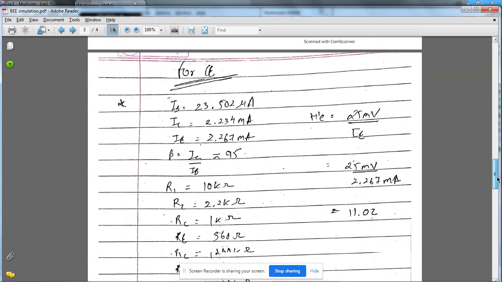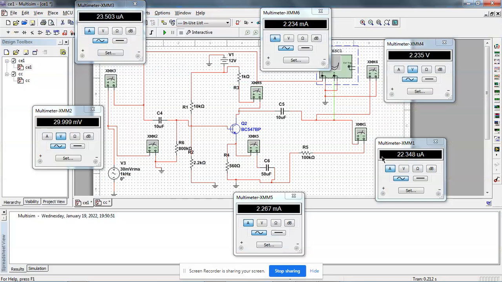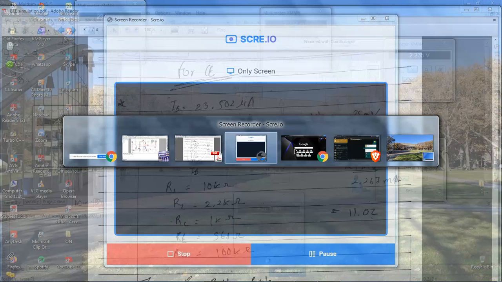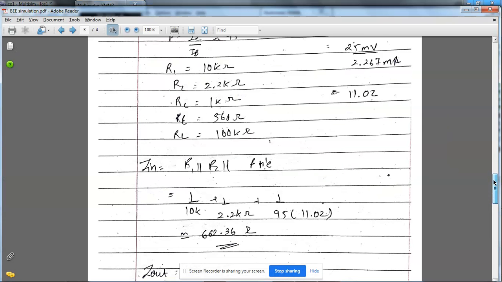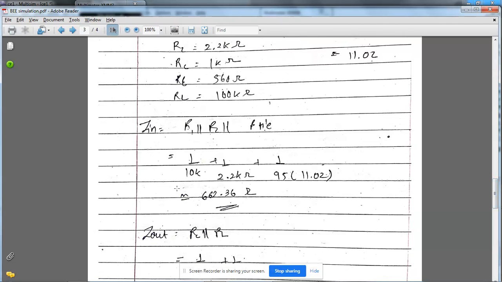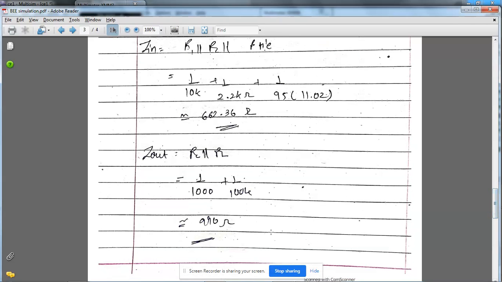Now, let us calculate the impedance for common emitter circuit. So, this circuit is common emitter circuit. All the values, the resistors and etc. are all written in the page here. We know IB and IC, and that's why we can calculate beta, that is IC upon IB. RE dash is also calculated here. Now let us calculate the input impedance. So by calculating, the input impedance is 662.36 ohms, and the output impedance is 990 ohms.